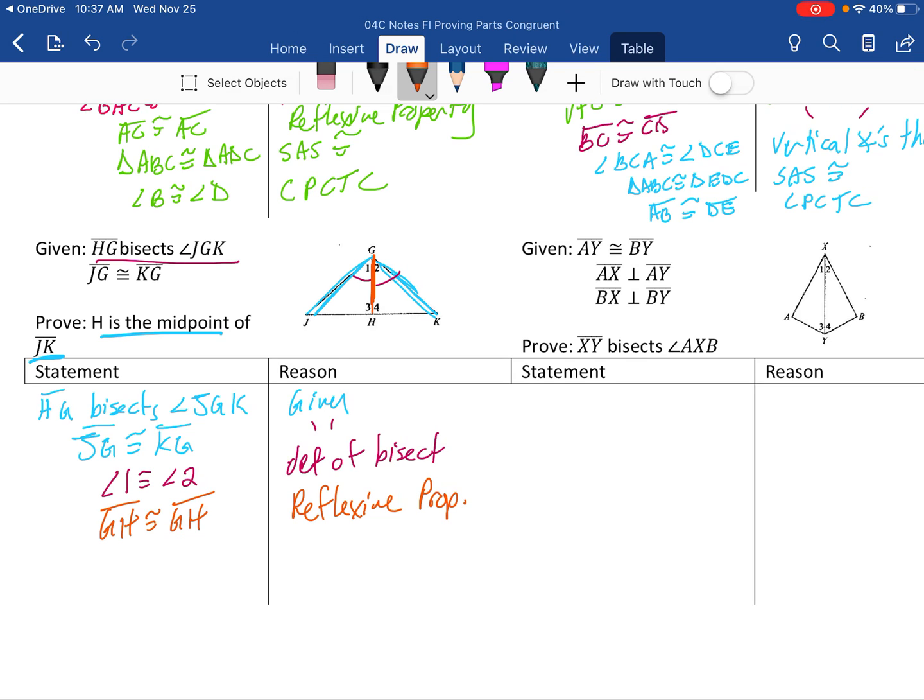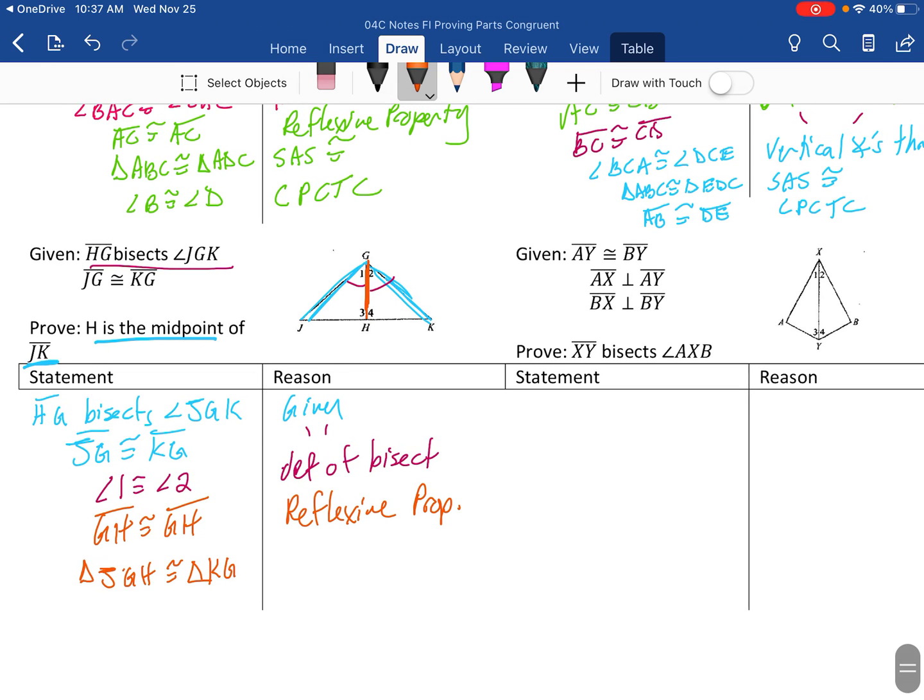Okay. So now I have enough information to say that triangle JGH is congruent to triangle KGH, by side, angle, side congruence. That said, now I know my triangles are congruent.